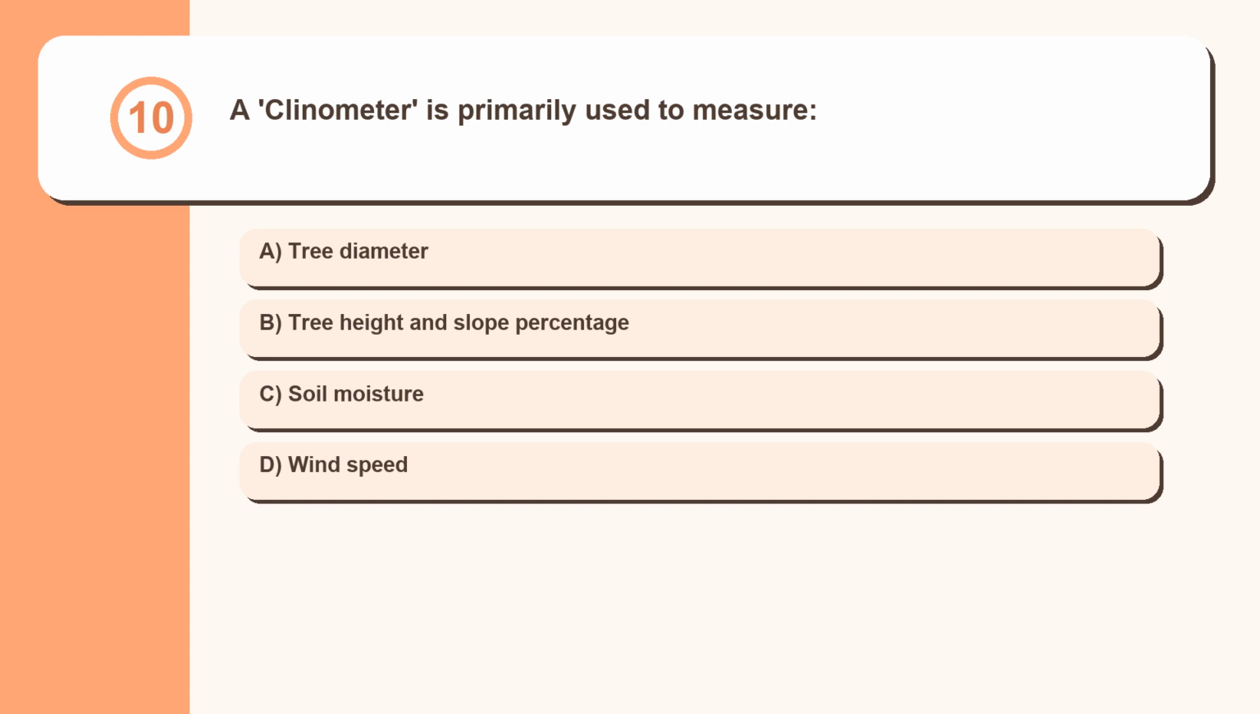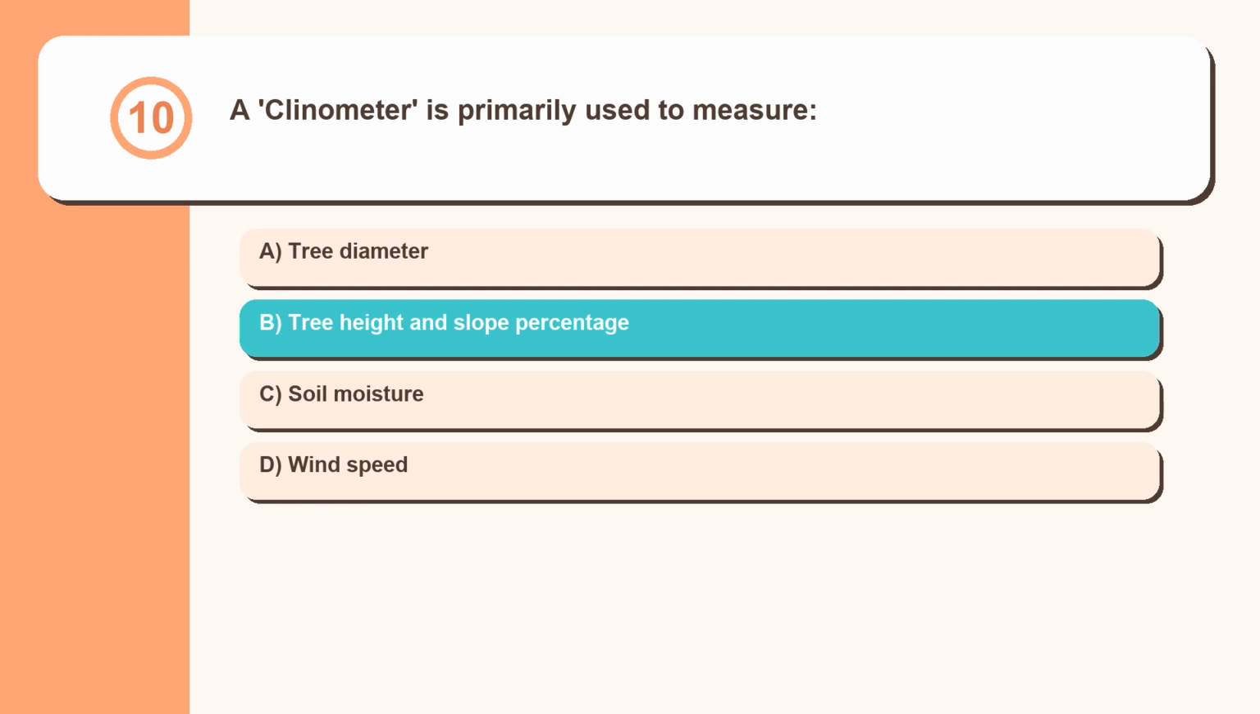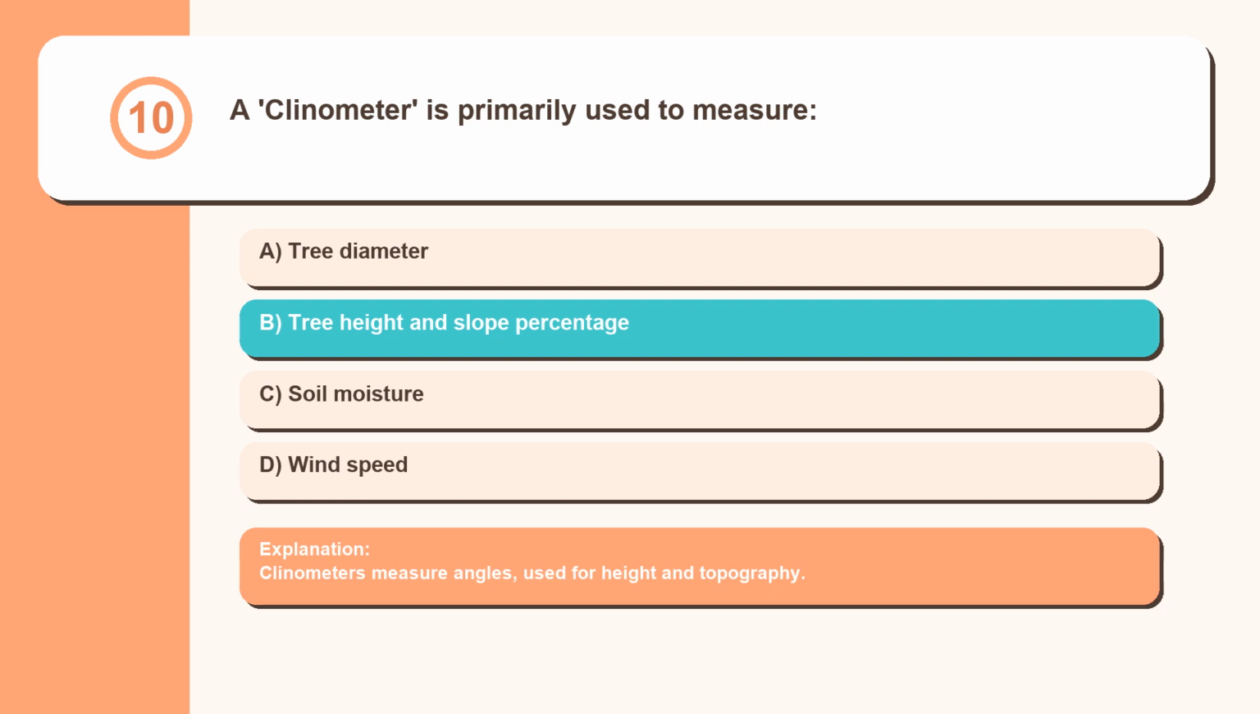Question 10. A clinometer is primarily used to measure tree diameter, tree height and slope percentage, soil moisture, wind speed. Clinometers measure angles, used for height and topography.